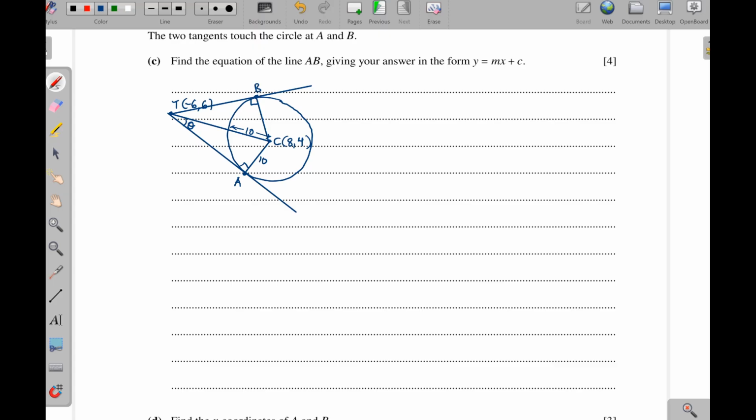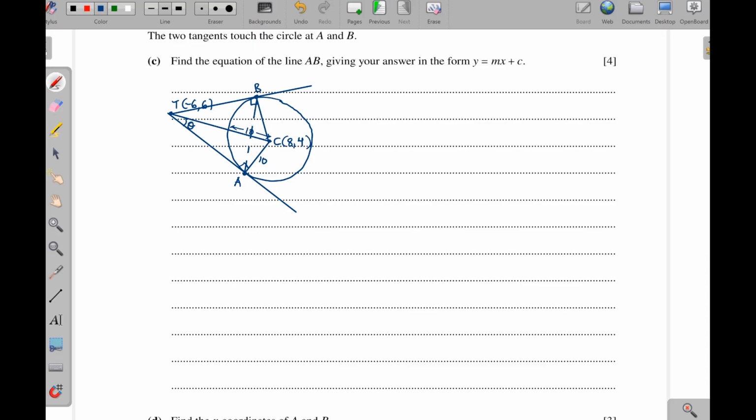Now, something you need to know about these tangents that intersect at a point outside the circle is that if this one has a gradient m, then this one is going to have a gradient negative m. They have the same gradient, but they just differ in the signs. Very important there. So we need to find the equation of the line AB. They want us to find this one here. Let me make it dotted.